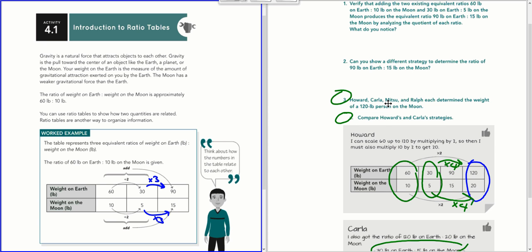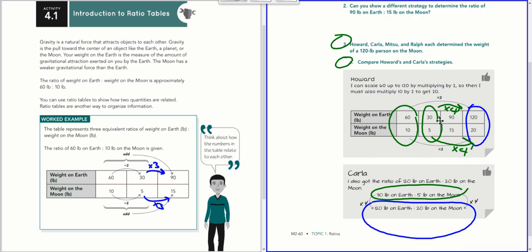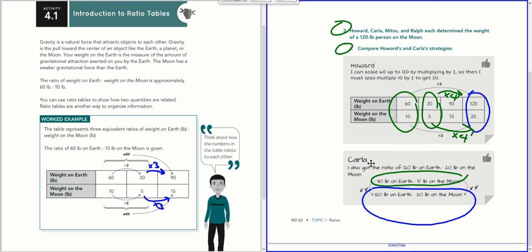Now, 4 students basically worked through these problems, and you can see what they did here. Howard and Carla basically got the same thing, but he multiplied by 2 and she multiplied by 4. So how do you get the same answer if you don't multiply by the same thing? Well, it's a different starting point. So they started here at times 2, so 60 times 2 would be, sorry, 120, and 10 times 2 would be 20.